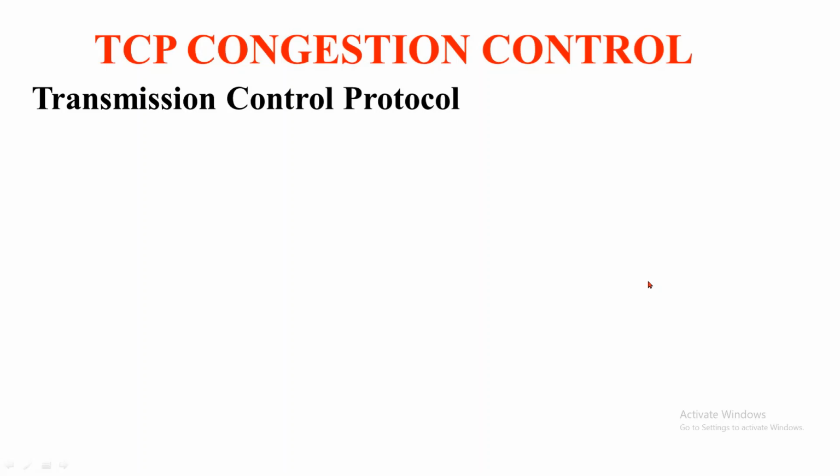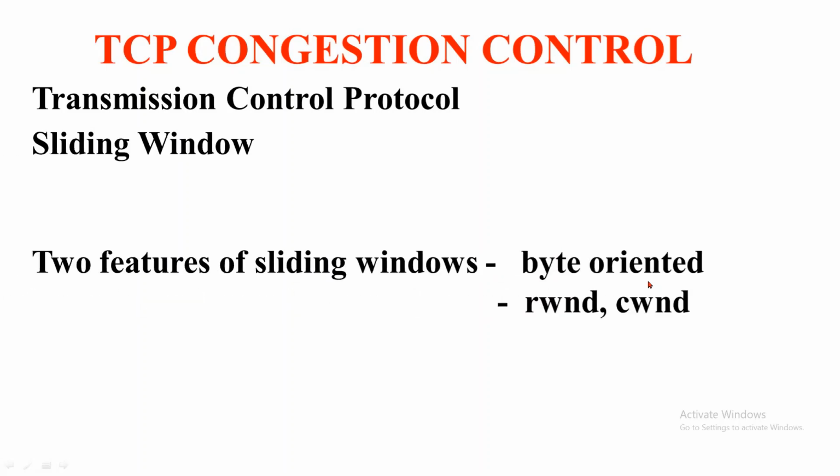So TCP mainly makes use of a concept called sliding window that is used for flow control. Flow control means that when the sender is sending data, the receiver is not overwhelmed with too much data. So when it is overwhelmed, the receiver must be able to inform the sender that it has to slow down the rate of transmission. For that, it makes use of a concept called sliding window.